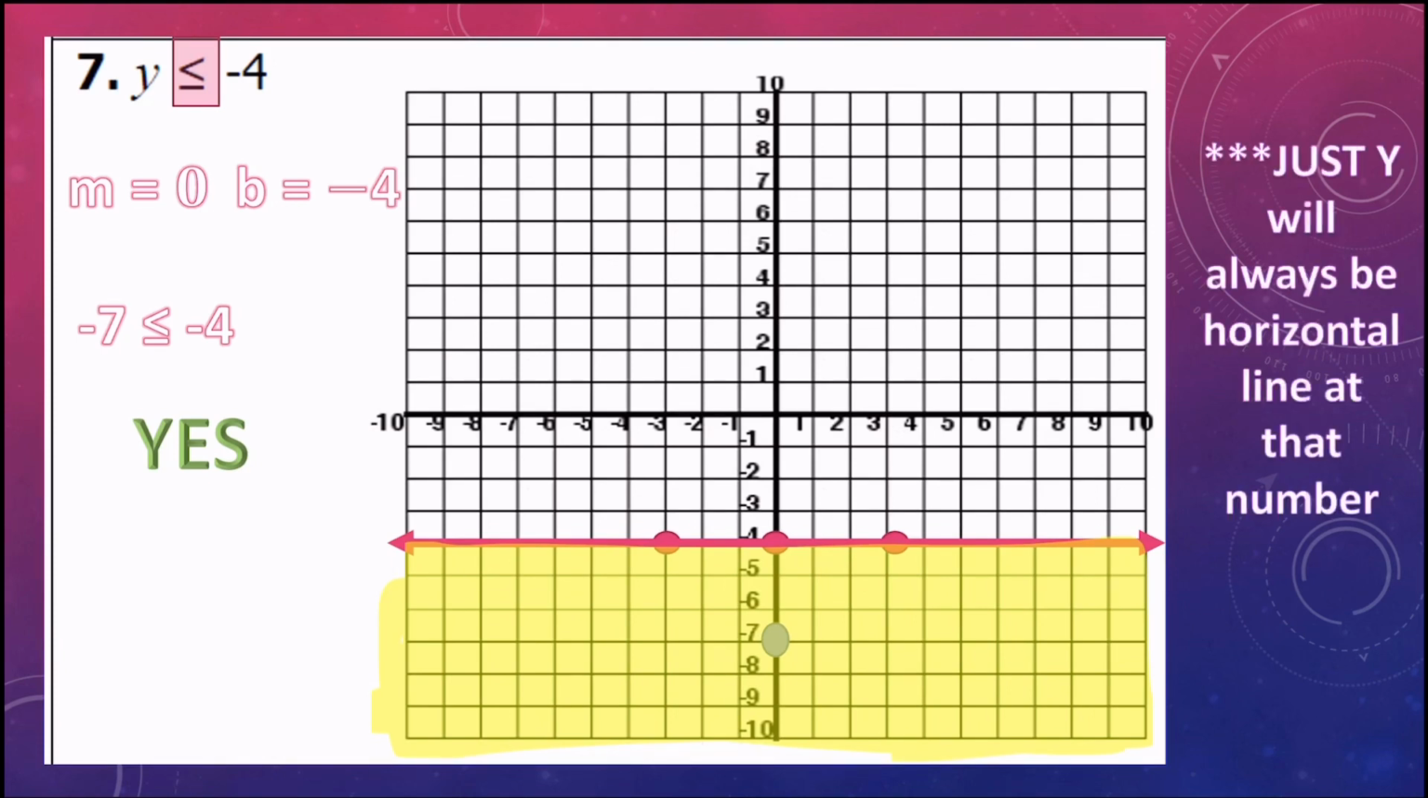So this is something to write in. Whenever there is just a y, meaning there is no x variable, it will always be a horizontal line at the number that's there. So there's only a y here. So there's a horizontal left to right line at -4 on the y.